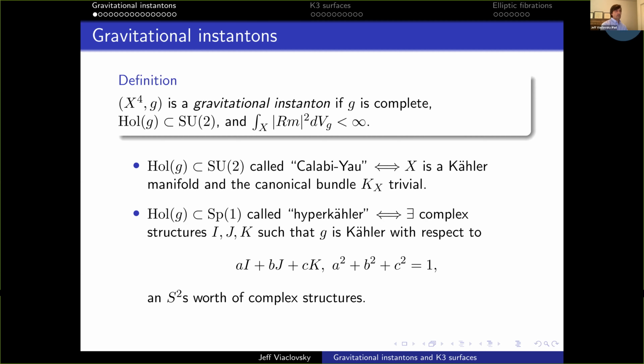Okay, so now there's another condition, that the holonomy is contained in SP1. This is a condition that's called hyperkähler. That's if and only if there exist three complex structures, I, J, and K, which satisfy the quaternion relations, such that G is Kähler with respect to an S2's worth of complex structures. So take a linear combination such that the coefficients are in S2. This is called hyperkähler. Well, we're in real dimension 4, and SP1 happens to be equal to SU2, so these notions are equivalent.